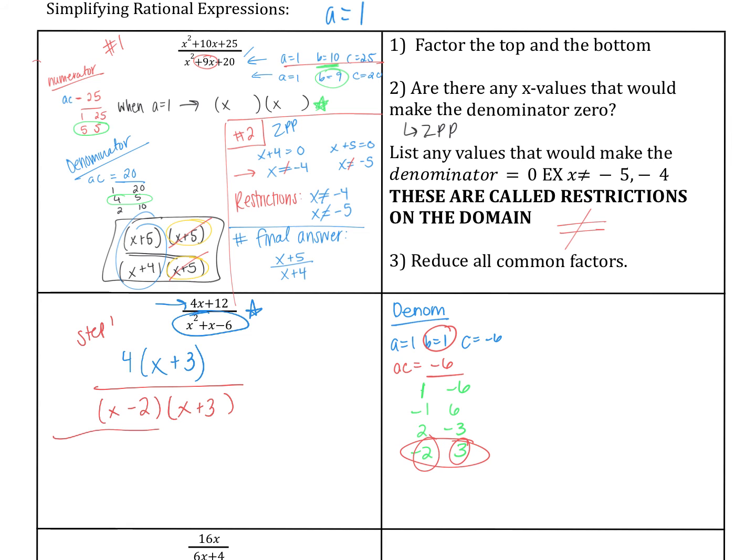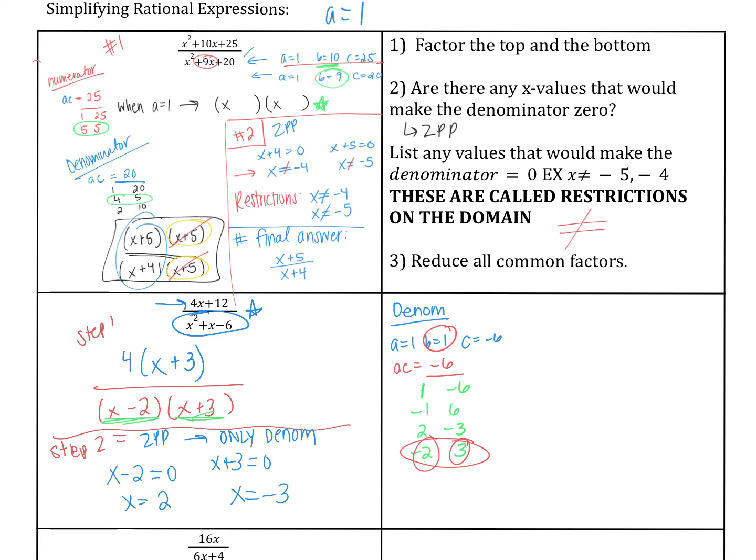Step 2 is finding my restrictions. How I do that is I use the zero product property. I'm going to set only my denominator. You're only worrying about your denominator here. So I'm setting x minus 2 equal to 0 and x plus 3 equals 0. From there, I'm just going to solve. So in this case, x equals 2, and on this side, x equals -3.